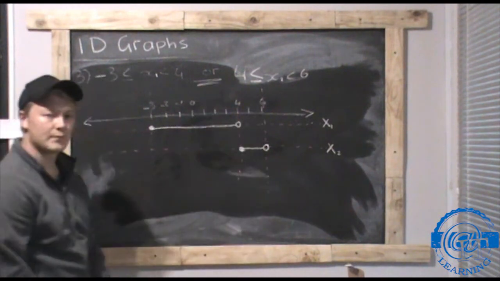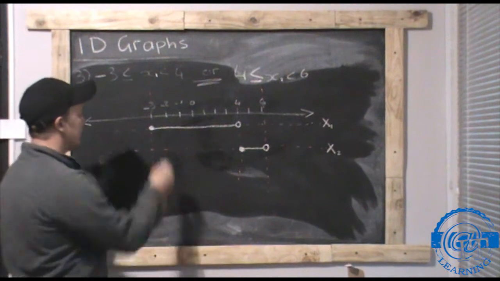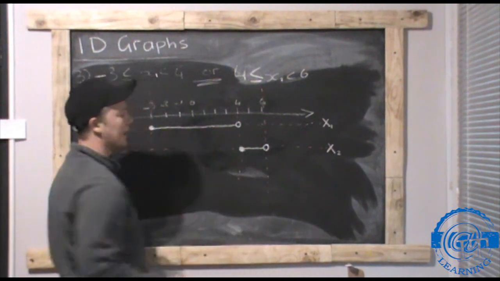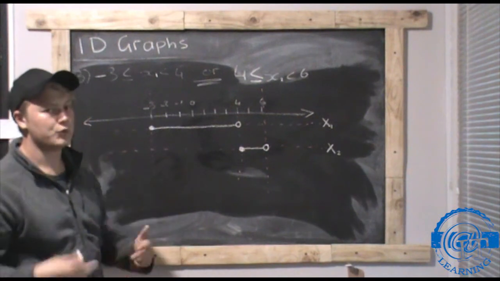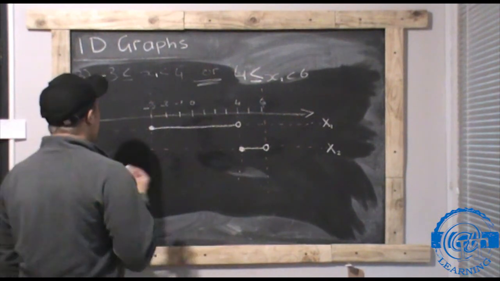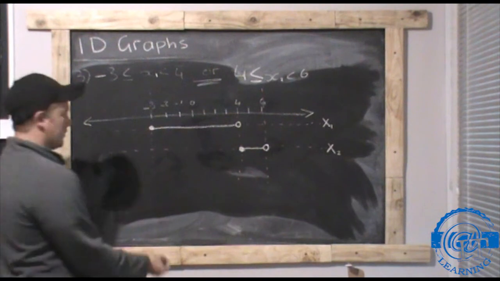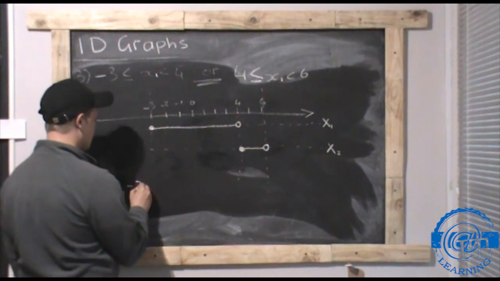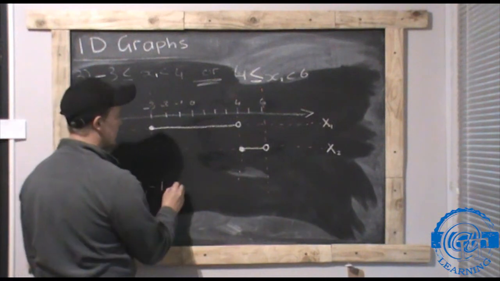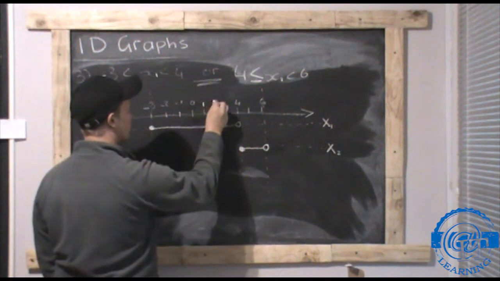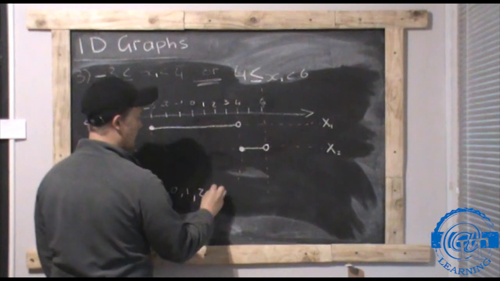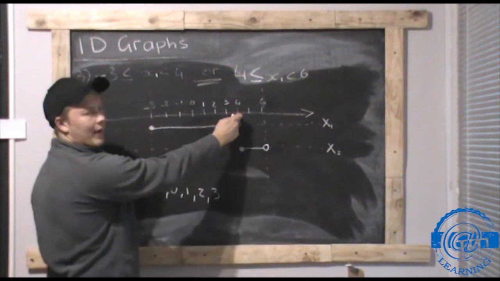Or means it can be here, or here, or here. It's everywhere it's allowed to be. So I'm going to write it down where it's allowed to be. It's allowed to be at -3, -2, -1, 0, 1, 2, 3. It's not allowed at 4.